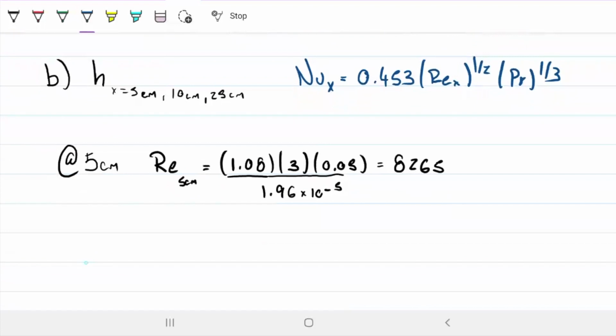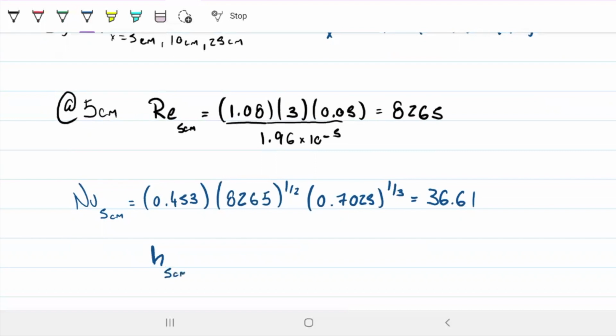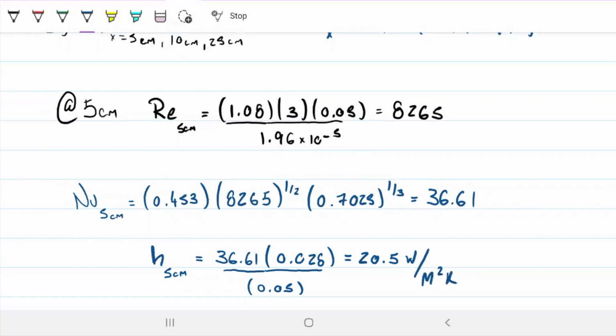And now with that, I can find Nusselt. So Nusselt at 5 centimeters is 53 times 8,265 to the half and 0.7025 to the 1/3. My Nusselt is 36.61. And therefore, my H at 5 centimeters is 36.61 times my conductivity divided by the X, in this case 0.05. That gives 20.5. Okay, so that is our first H.